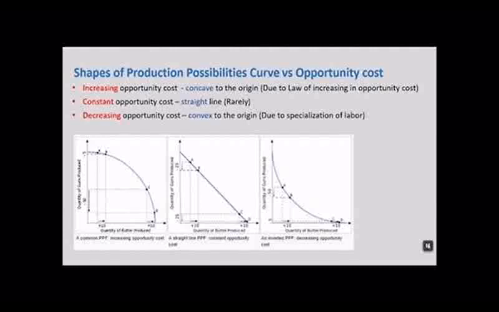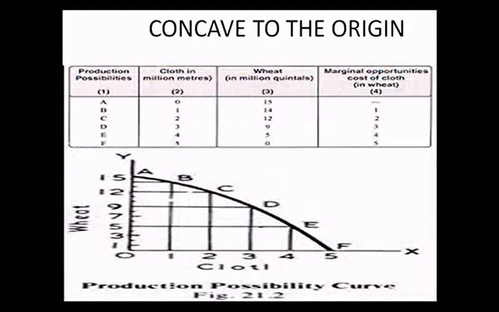When marginal opportunity cost remains constant, there is no change; as much production of X as we increase, that much of Y we sacrifice, so marginal opportunity cost remains constant and we get a PPC having a straight line. Similarly, if marginal opportunity cost decreases, then we get the shape of PPC which will be convex to the origin.